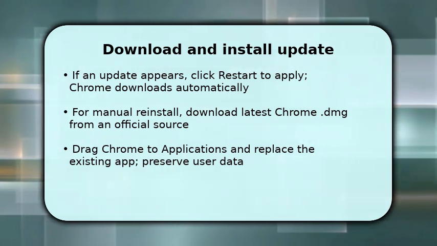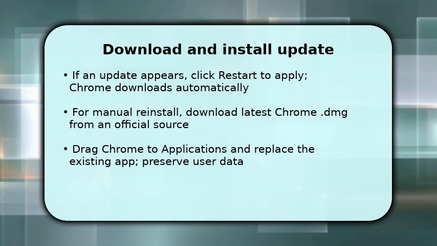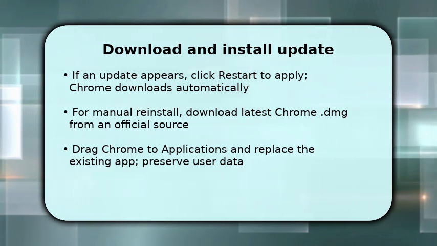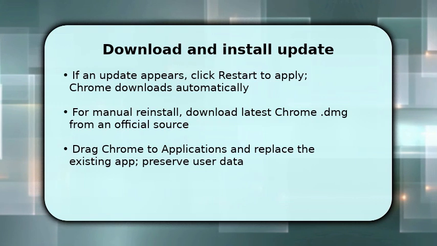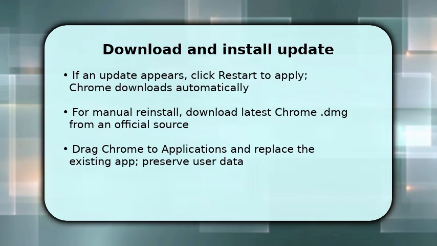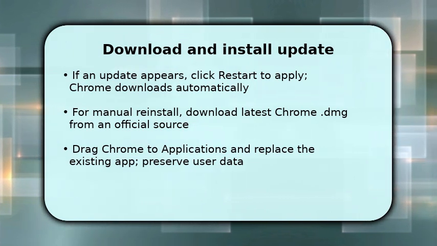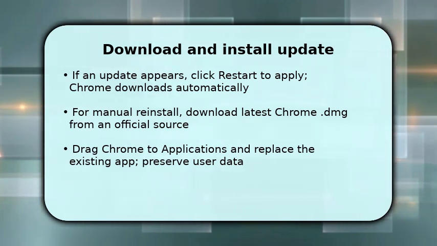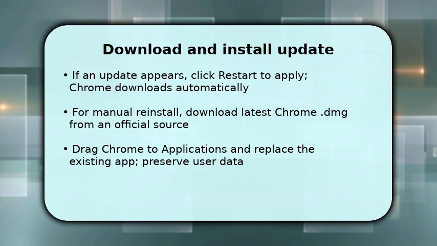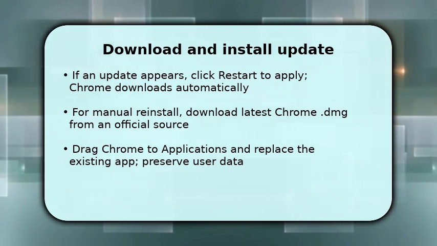If automatic update fails, you can download the latest installer and perform a manual reinstall by opening the DMG, dragging Chrome into Applications, and agreeing to replace the existing copy. Make sure you keep your profile data. Don't delete the user library folders, so bookmarks and extensions persist.